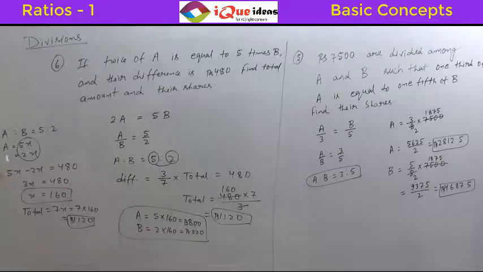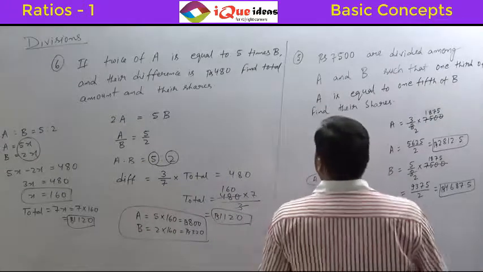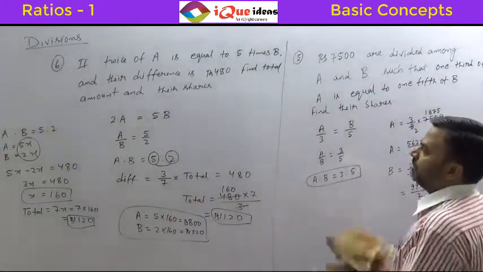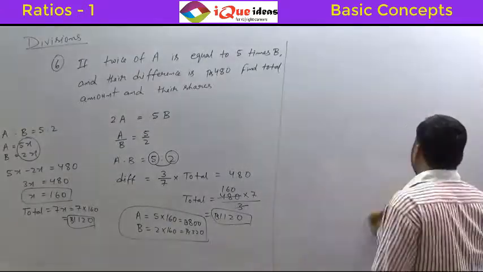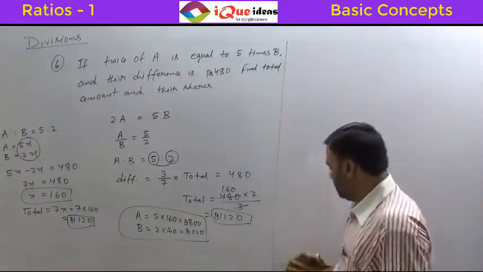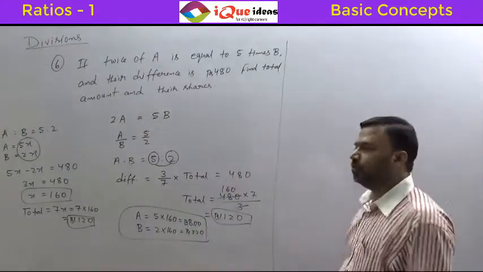So using x is like using a big weapon. Whenever necessary, when you're not able to understand things, you do it with the help of x. Otherwise, in some cases you can do it with shorter methods also. Okay. So all these questions were based on division into a given ratio, division of a given amount into a given ratio. Now the applications will be huge. Ratio is one of the most important tools.